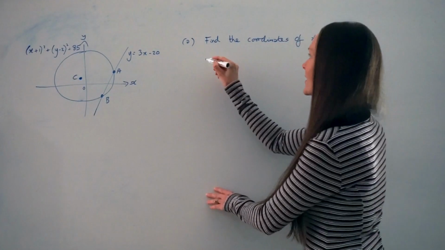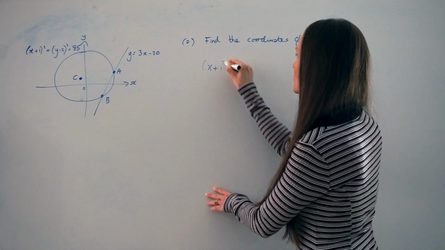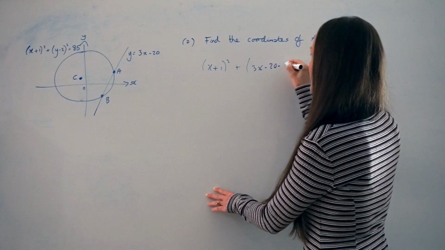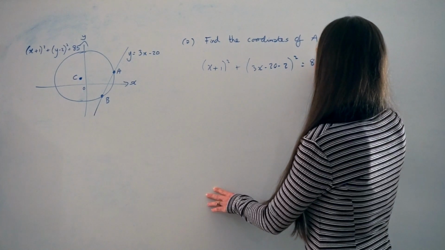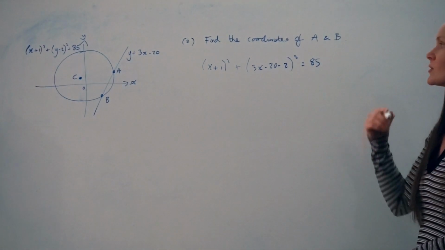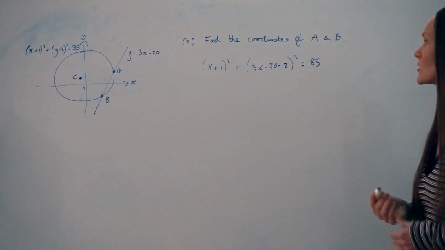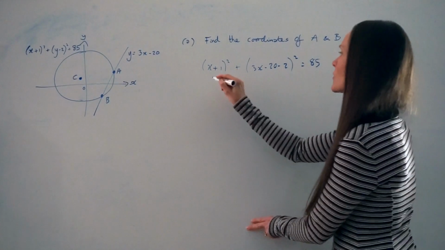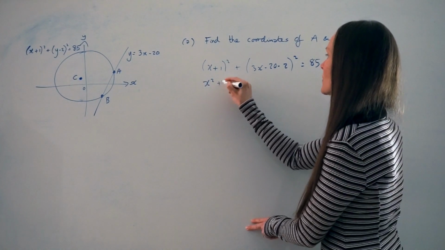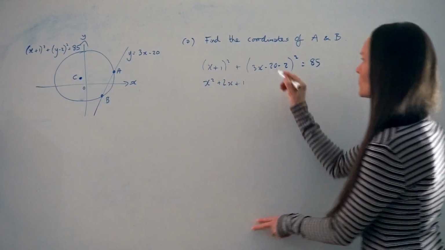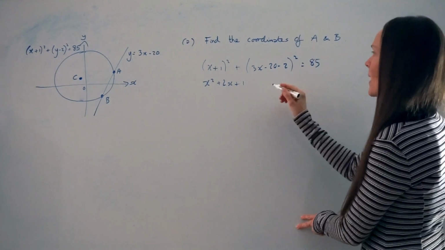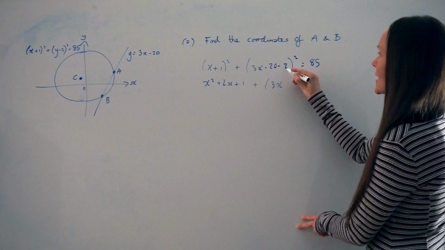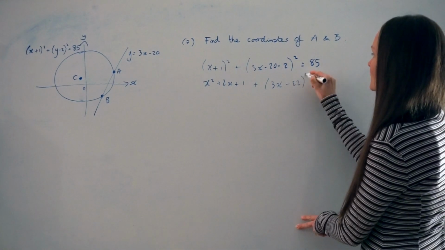When I do that, I get (x plus 1) all squared plus (3x minus 20 minus 2) all squared equals 85. I'm going to simplify and expand the brackets and try to solve this equation for x. I'm going to start by expanding these brackets here. That gives me x squared plus 2x plus 1. I'm just going to simplify what's in the other bracket first: negative 20 take away 2 is negative 22.